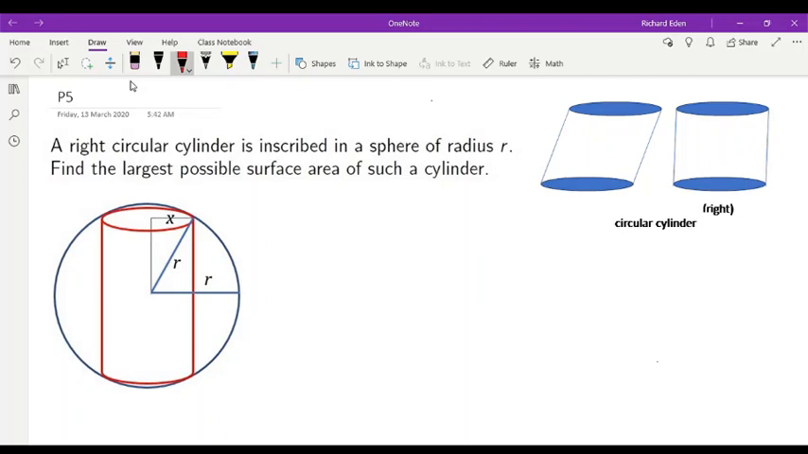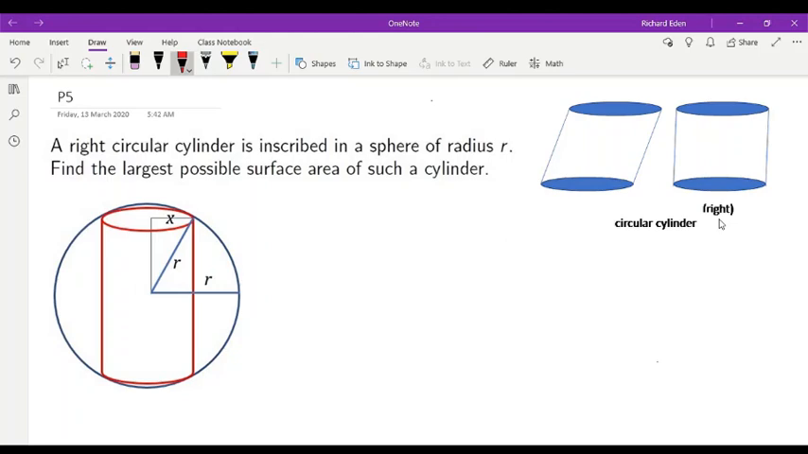Hello, let's continue with our calculus optimization problems. The fifth problem in the list is this. A right circular cylinder is inscribed in a sphere of radius r. Find the largest possible surface area of such a cylinder.